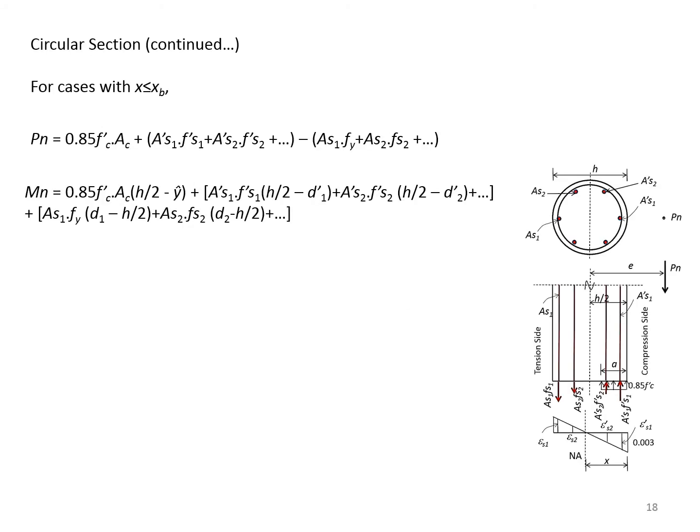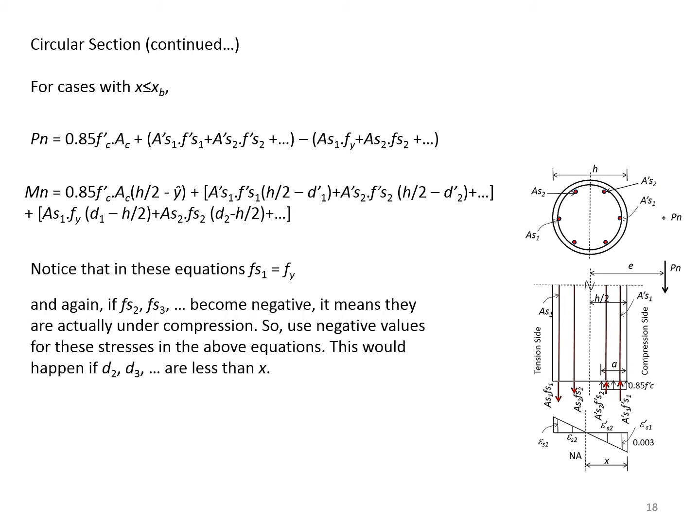Circular section continued. For cases with x smaller than xp, the equations for Pn and Mn are given based on the equilibrium of forces shown to the right. And these equations are slightly different. In these equations now we notice that Fs1 is always equal to Fy. And we emphasize that if Fs2 and Fs3 become negative, it means they are actually under compression, so we use negative values for these stresses in the above equations.